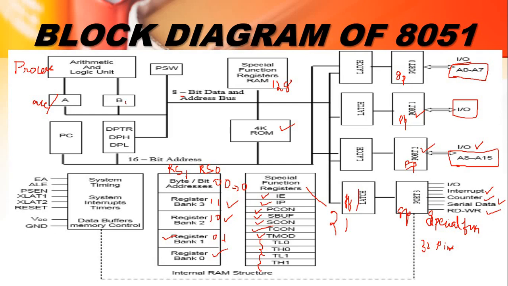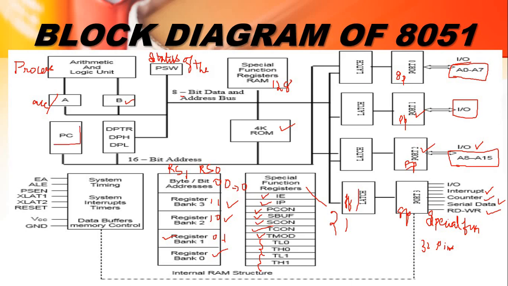Next, B is a special function register, which takes part only in multiplication and division operations. Next one is the program status word. Already I have said what the program status word is. It gives the status of the program to the user.